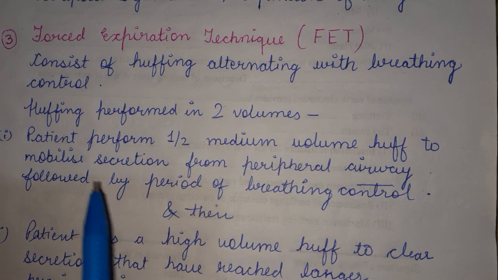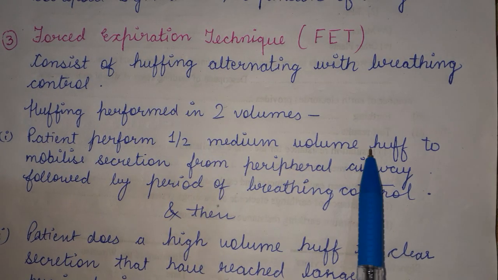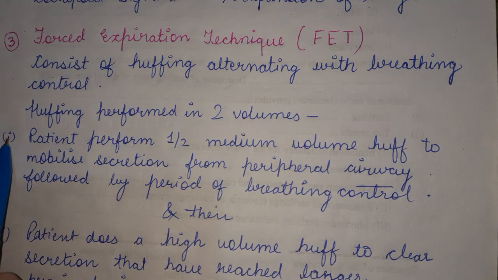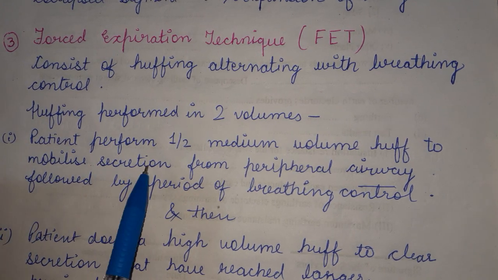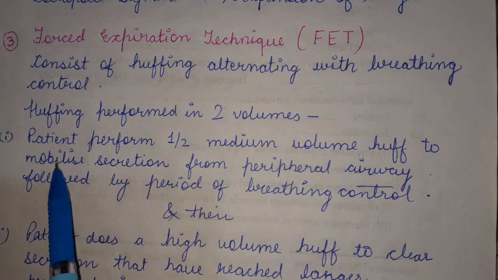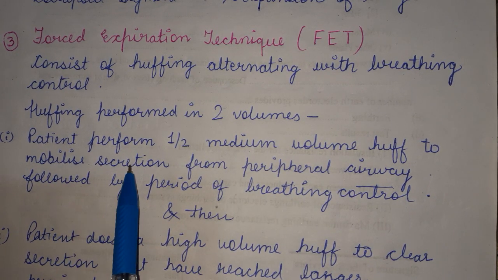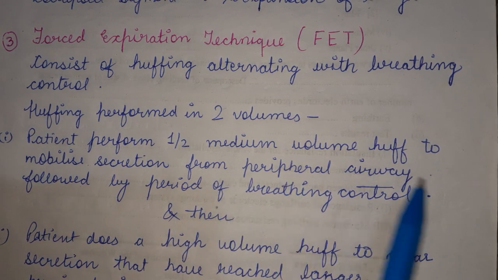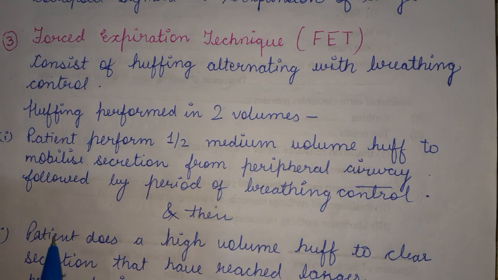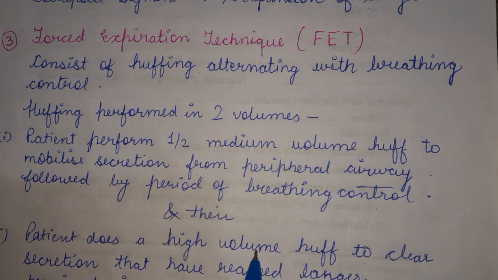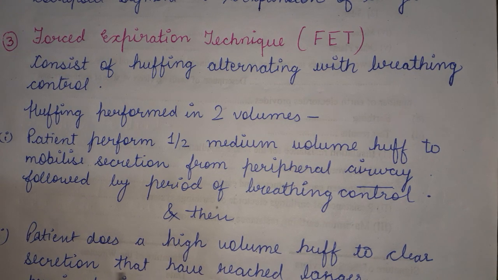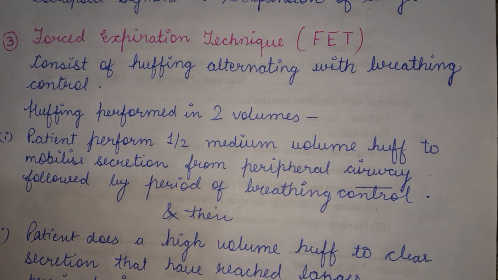Number one, patient performs half to medium volume huff to mobilize secretion. So first point is to mobilize secretion, patient performs half medium volume huff from the peripheral. So from where the secretion will be mobilized? From peripheral airways, followed by the period of breathing control, and then patient does a high volume huff to clear secretions that have reached larger and proximal airways.